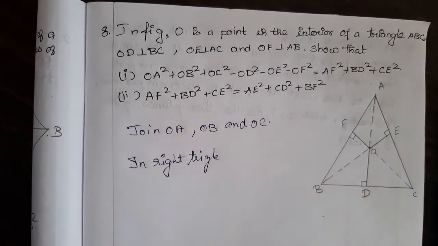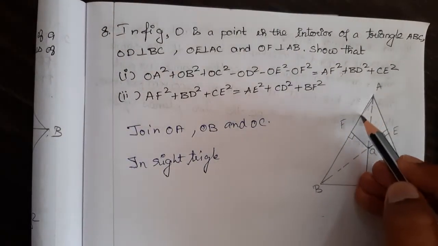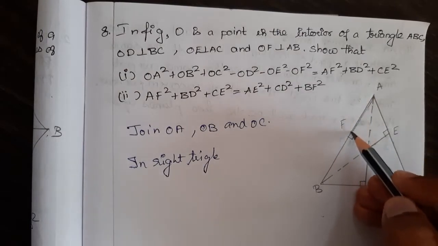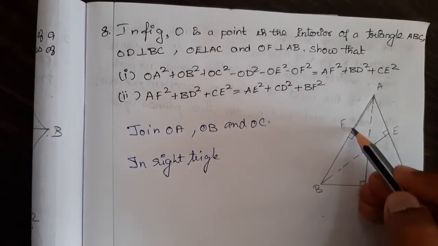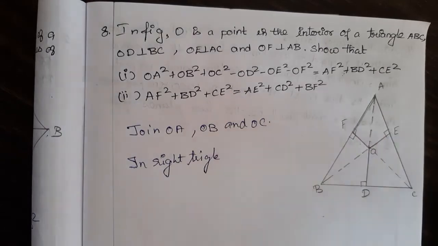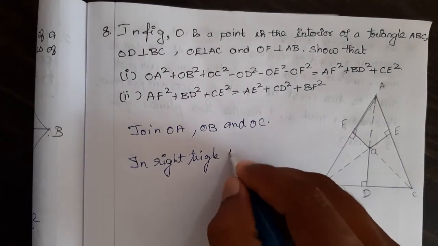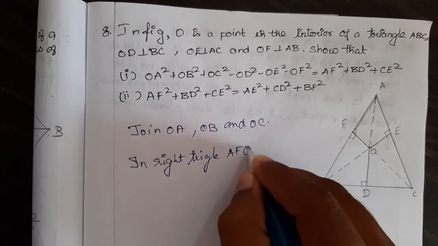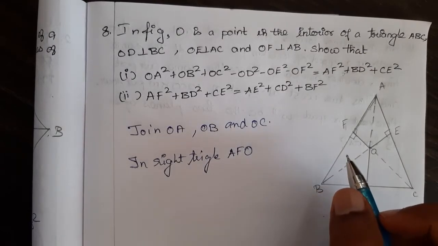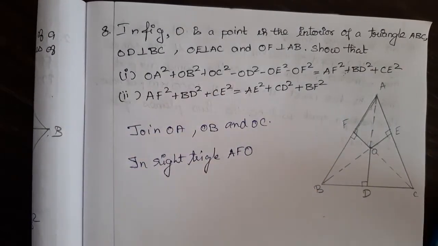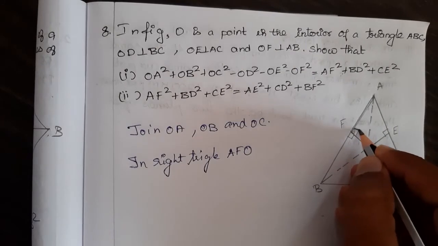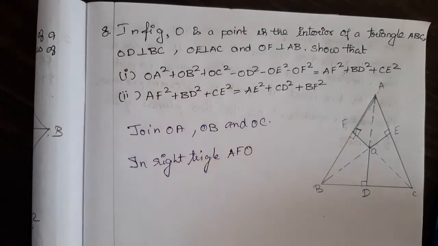Let me choose the side AF first. This side contains AF. Which is the right triangle? This is a right angle, right? So AFO, we can choose AFO as a right triangle. Here, which is the hypotenuse? Since this is the right angle, OA is the hypotenuse, right?